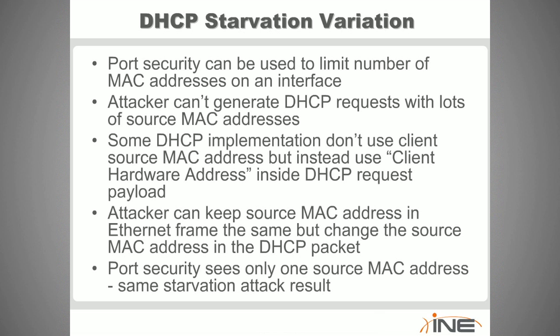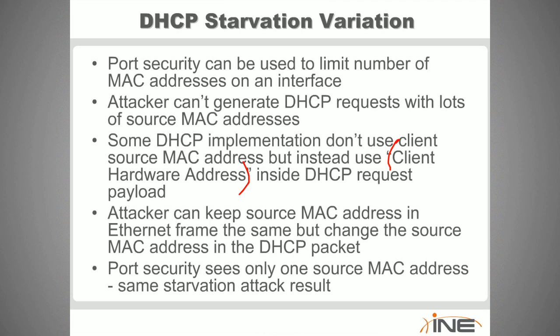But in the DHCP specification, there's a field known as the client hardware address inside the actual payload of the DHCP application, and you can use this field instead of the actual source MAC address of the packet. So in this case, the attacker keeps their own source MAC address the same for every request, but they keep changing the client hardware address, or the client ID, inside of the request. So port security fails at preventing this because it only sees one source MAC address. The final result is that we have the starvation.